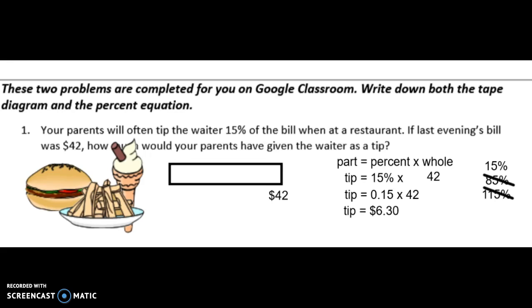So again, in the directions it says write down both the tape diagram and the percent equation. So I don't need you to draw pictures of the food. I don't need you to write the 3% over on the side unless you've already done that. What I need to see is the tape diagram and the percent equation.